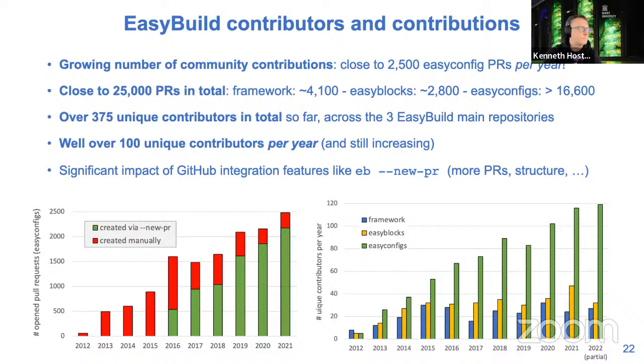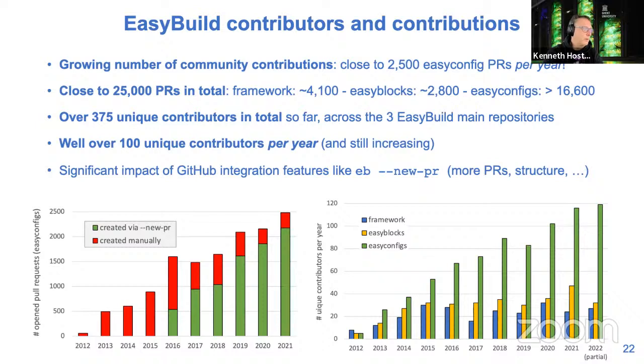So that's quite big. These pull requests were opened by over 375 different people over the years and over the different repositories. And per year, we're currently seeing well over 100 unique contributors. So 100 different people in 2020, 2021, and also this year, we've already broken our previous record in terms of unique people. So we're probably going to have over 120 unique contributors this year.